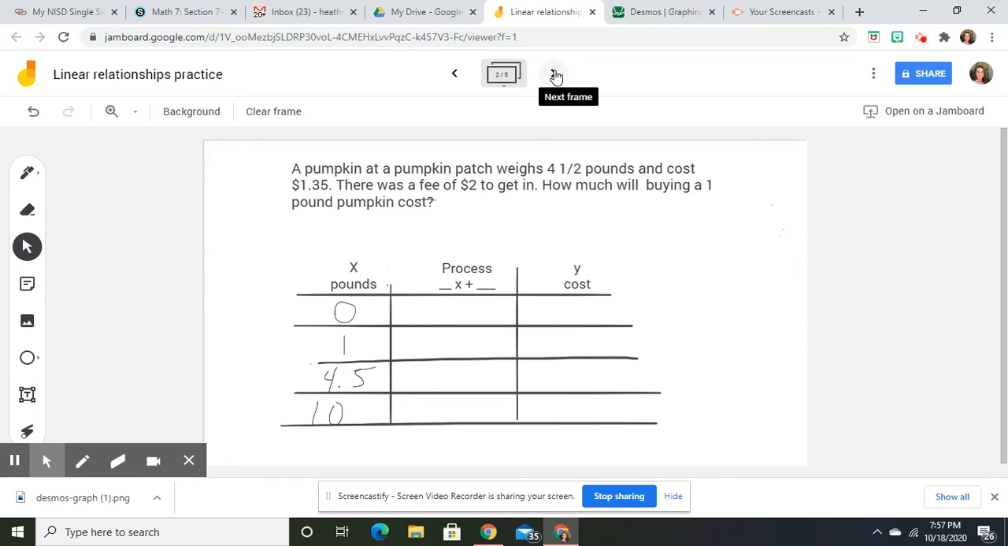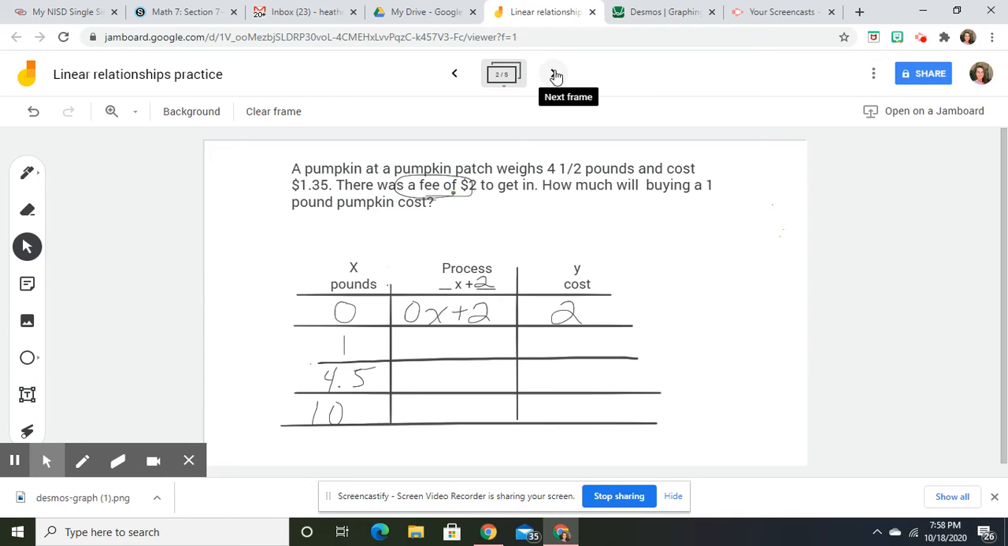So when we look at the table, it's already given us some values, and we don't know what our process is yet. So we're going to get there. But if I don't buy a pumpkin, I don't know what I'm multiplying it by. I don't know what x is, but I can say 0 times anything is 0. And I know there's a fee to get in, and that's $2. So it's going to cost me $2 to get in, even if I don't buy a pumpkin. So at the top, I know I'm adding on that $2 because it's a one-time fee.